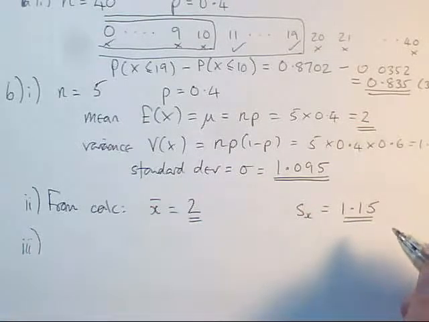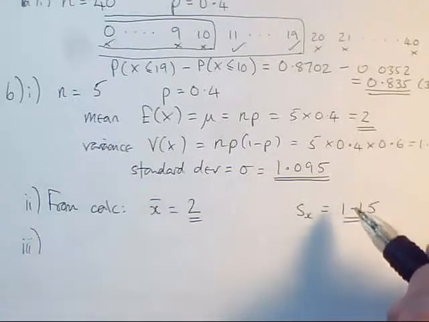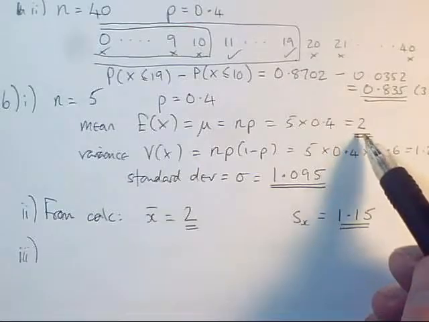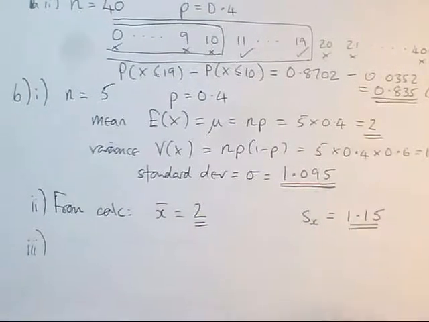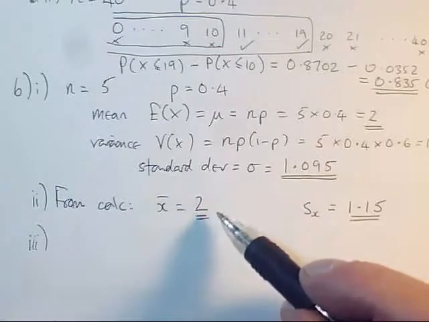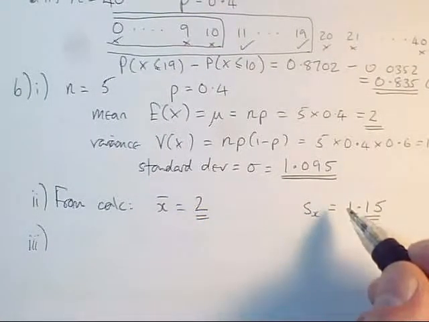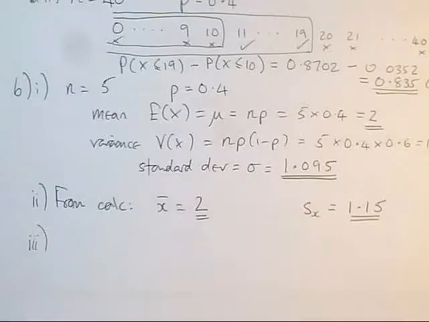Now we have to comment on the validity of Trina's claims. So if Trina was right, we'd have a distribution with mean of 2 and a standard deviation of 1.095. Actually, I got a mean of exactly 2, and I've got a standard deviation of 1.15. So my own personal reaction would be, this isn't far off.